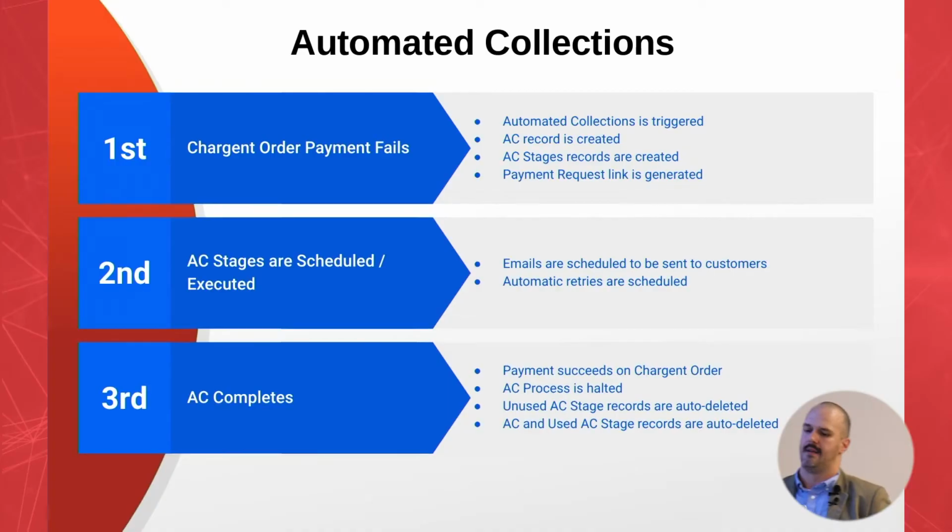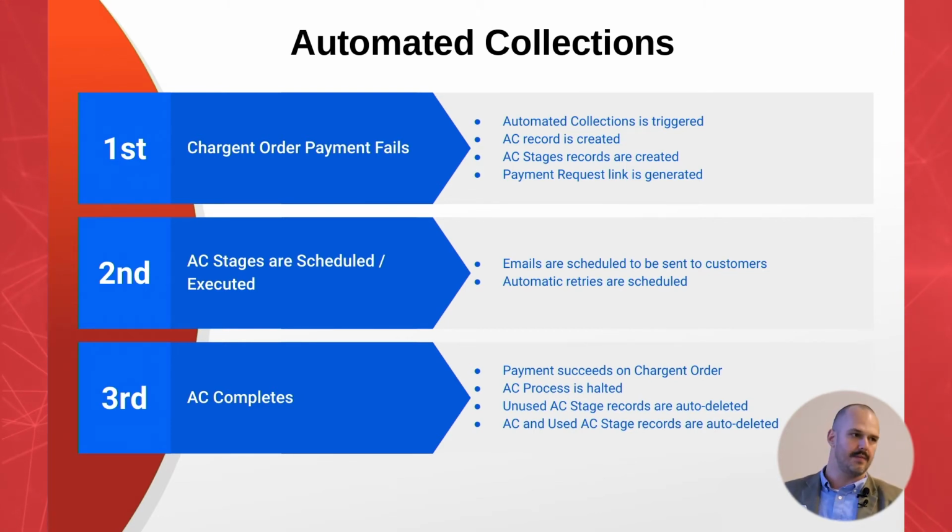And finally, once a payment succeeds against that Chargent order, regardless of whether it was because that customer clicked that link, or the retry logic in automated collections tried the charge again automatically and received the payment, or somebody in your customer service department got a phone call and manually put their payment through against that same order, the automated collections process is halted. Those unused automated collection stages are automatically deleted.